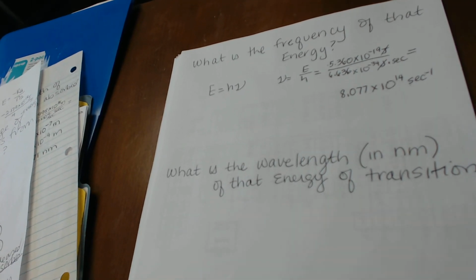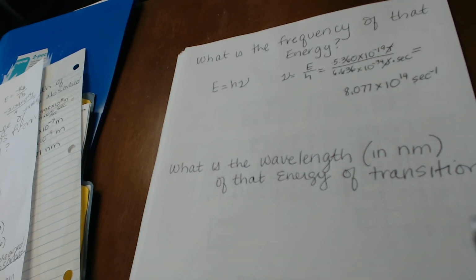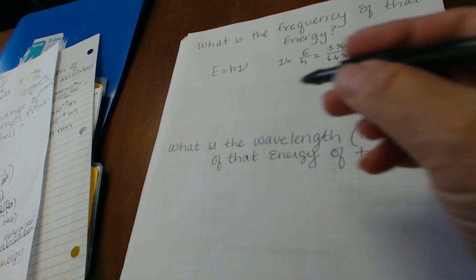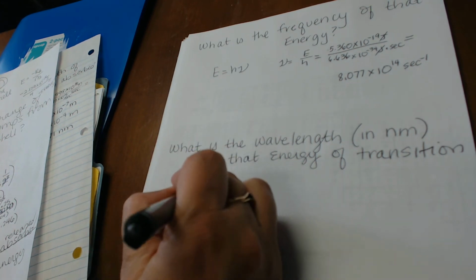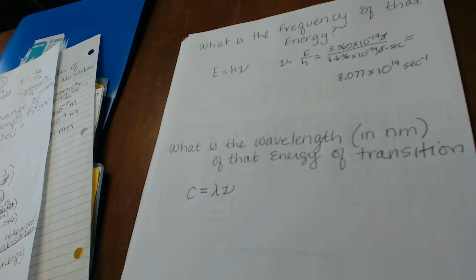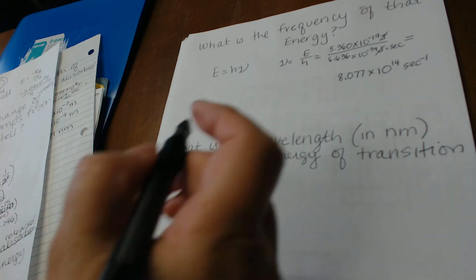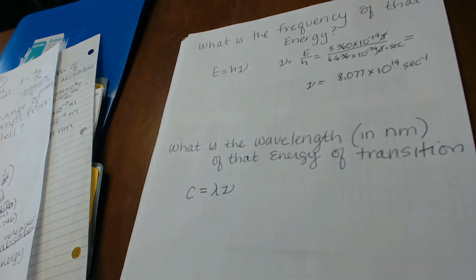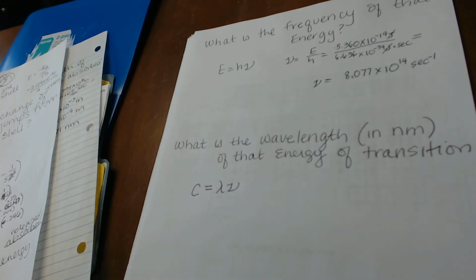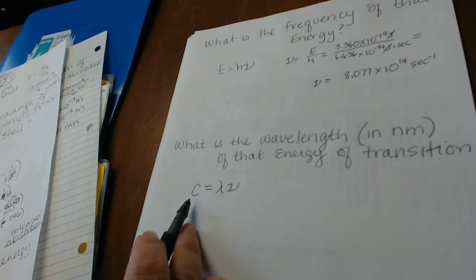So generally, frequency and wavelength, we don't do the negative number. Okay, finally, what is the wavelength in nanometers of that same energy transition? Well, now we can use one more equation, which says that c equals lambda nu. So that's the speed of light equals the wavelength times the frequency. In this case, we just found the frequency, and we know the speed of light is a constant.